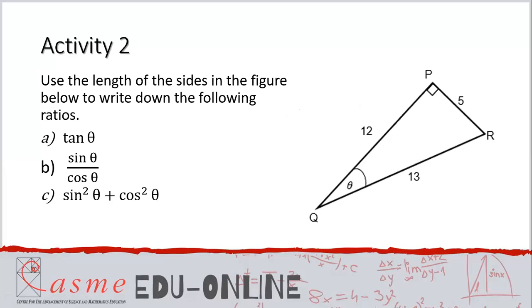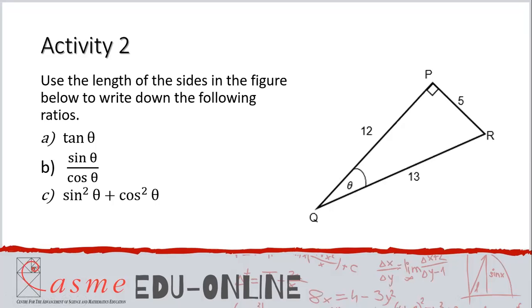Now, again, in the triangle, we are shown that this is the right angle. So which side is the hypotenuse? We said the hypotenuse is always opposite the right angle. So it is QR. Which side is opposite to our angle theta? We said the opposite side is not one of the arms. So PR becomes our opposite side. And the adjacent side is one of the arms, but which is not the hypotenuse. So in this case, PQ or QP is our adjacent side.